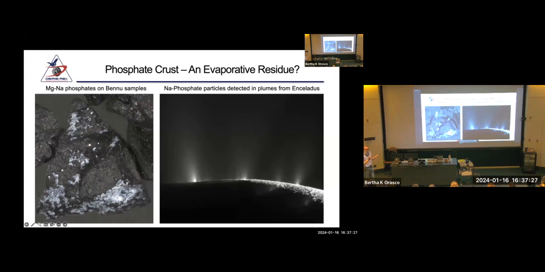So this is brand new thinking, but maybe we're looking at a residue from a fluid that was saturated in carbonate. The phosphate became highly enriched. And then as the system, it must have been an open system and you were losing the water, this crust was left behind.